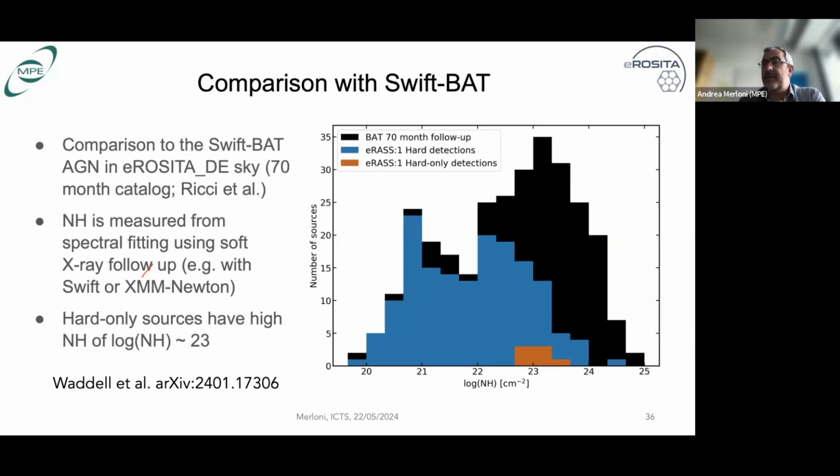Okay, thank you very much. Of course, our detector is much more sensitive. So we detect many more sources at between 20 and 22 than Swift BAT. But we are systematically missing the most obscured ones. That's, I think, the message of this plot.